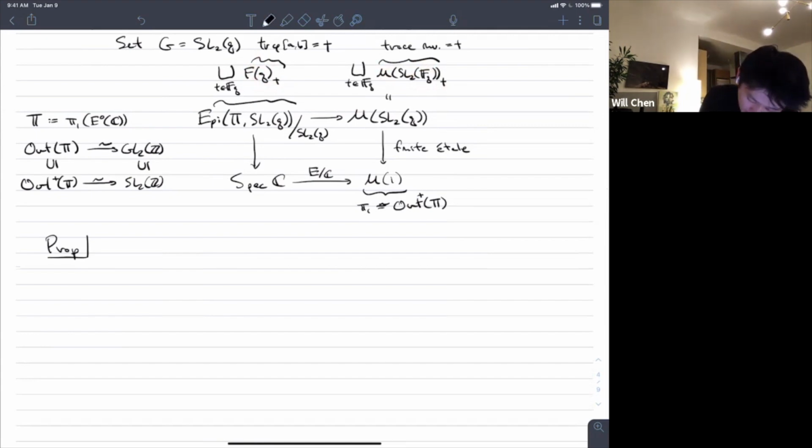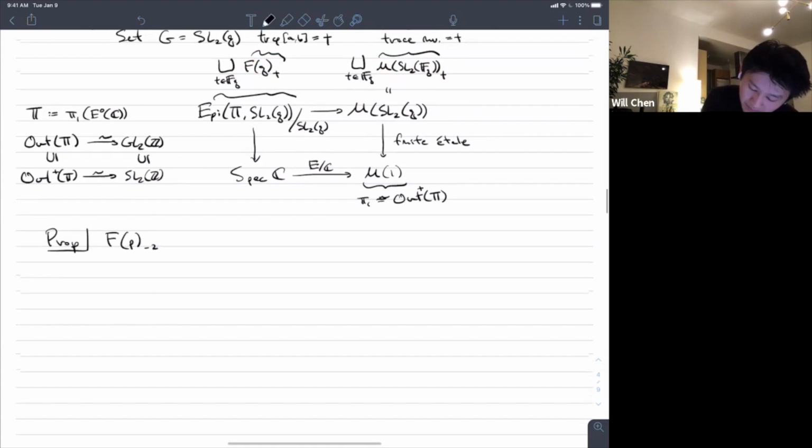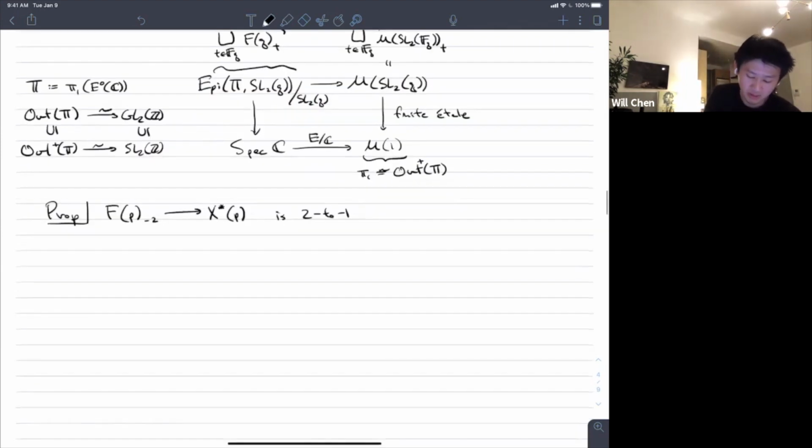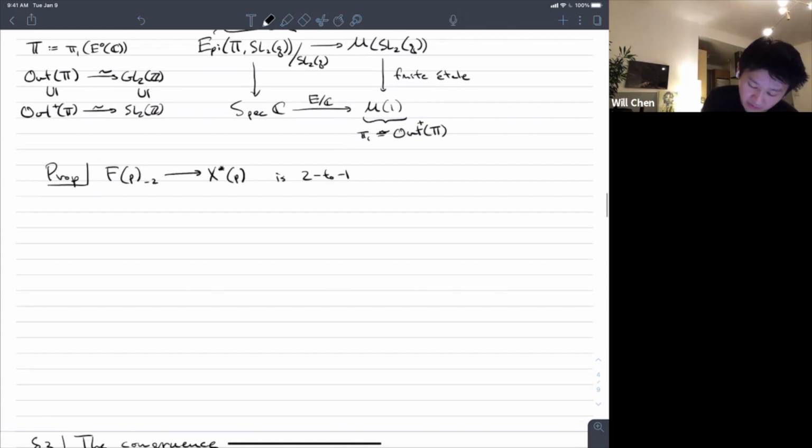Okay, and you can show that it's easy to check essentially that FP -2 maps to this. So what is FP -2? FP -2 will be surjections from pi to SL2P up to conjugation inside SL2P, right, with trace invariant -2. That's not quite the same as a Markoff surface, or as the FP points of the Markoff surface, or XP star. But the proposition is that this is 2 to 1, and this is just a simple observation.